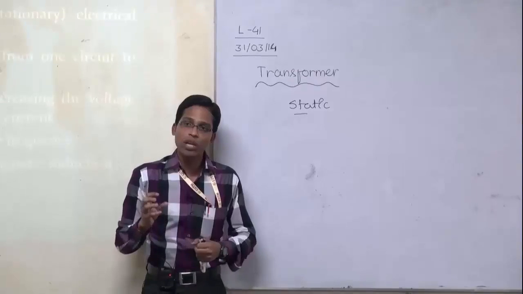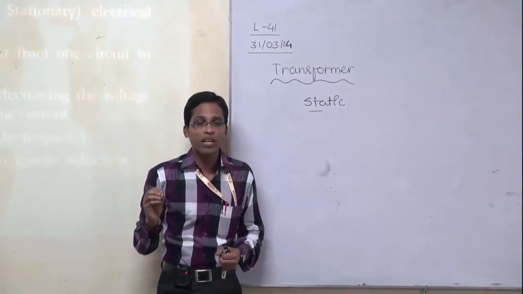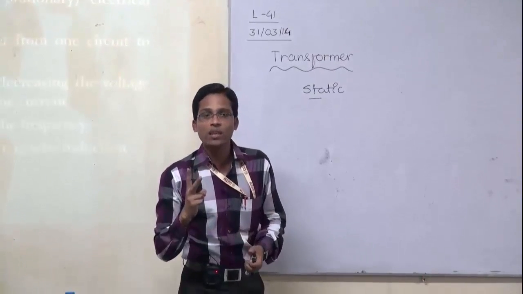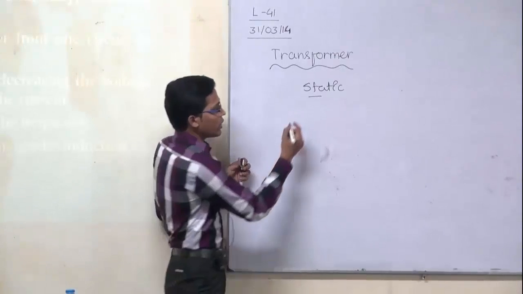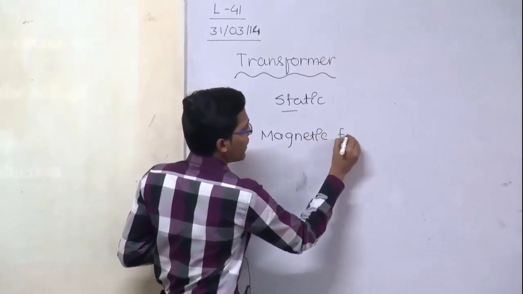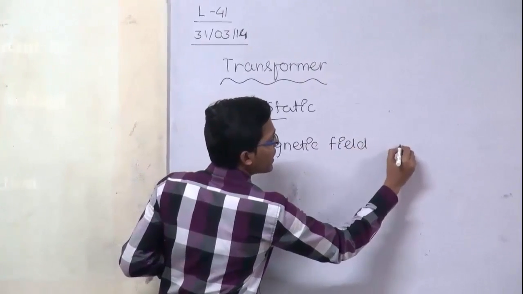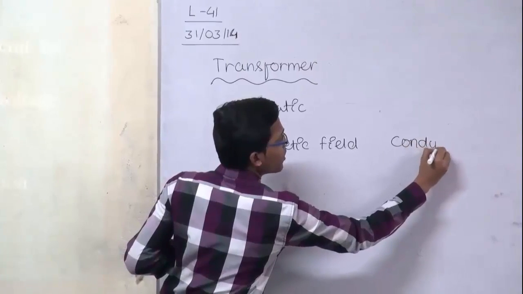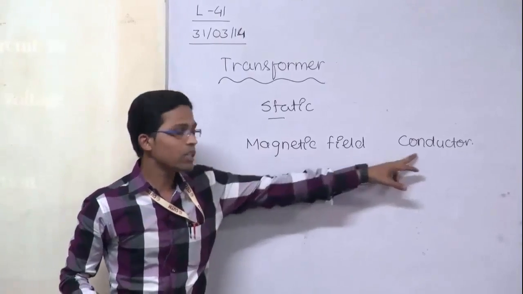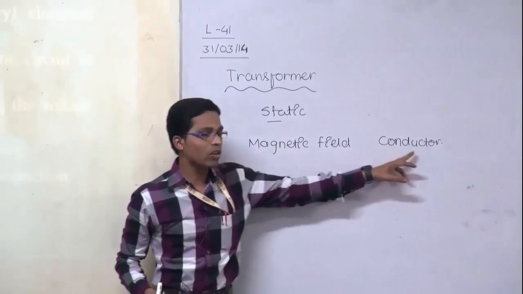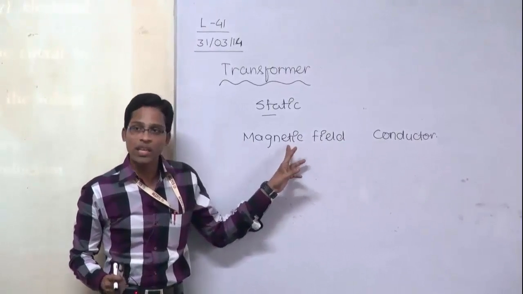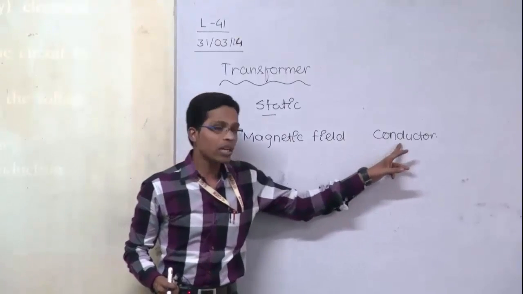We have read about generator and motor. Both work upon the principle of Faraday's laws of electromagnetic induction. Whenever a generator or motor is working, two things are required: one is the magnetic field, and the second is the conductor. We know that, depending upon these two, Faraday's law says either the magnetic field can be changed or the conductor can be changed.